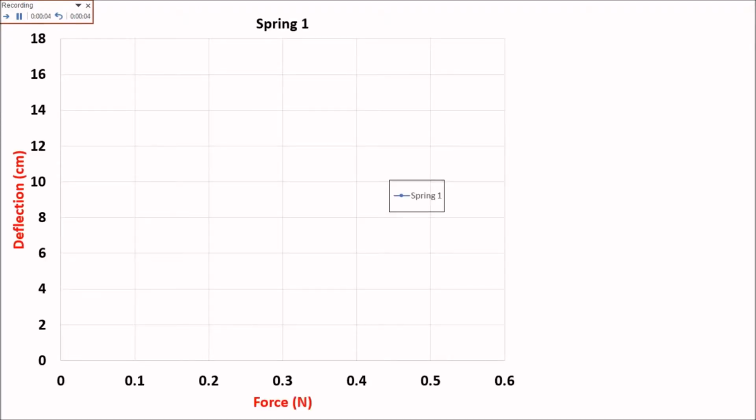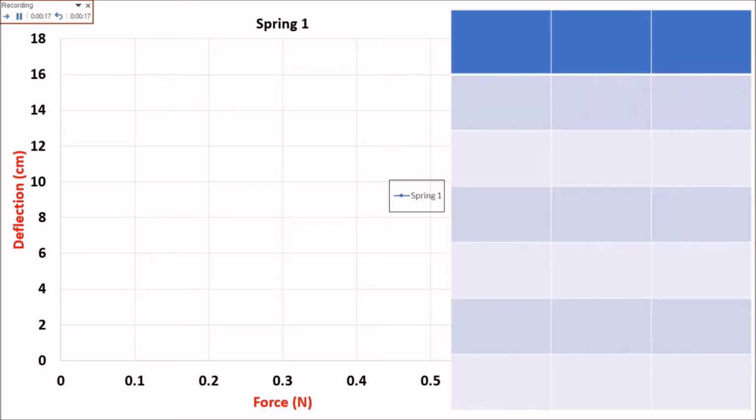For this video, we will compute the spring constant of spring number 1 from our experiment before. To watch the previous experiment, you can click the link in the description below. For spring number 1, we will graph the data we got from the previous experiment. So we will put the deflection on the y-axis and the force on the x-axis.